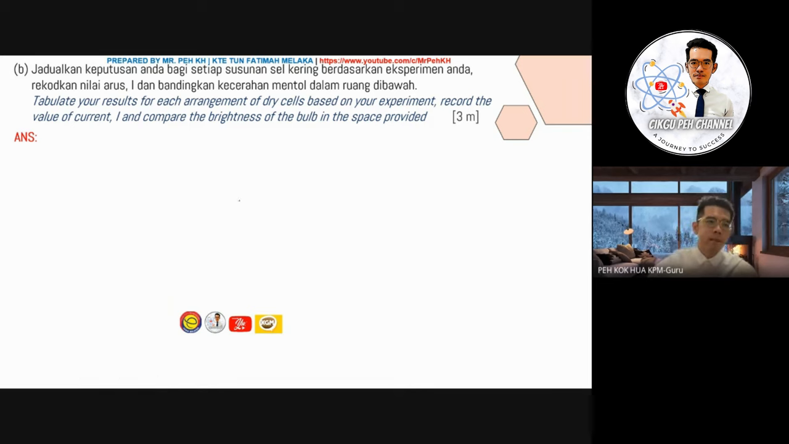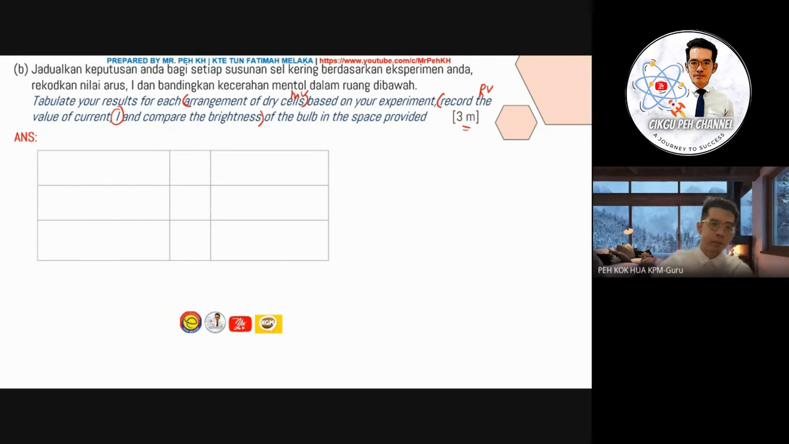Okay, so part B is a question regarding tabulation. Let's go through the question together. Tabulate your results for each arrangement of dry cells based on your experiment. Record the value of current, with the symbol I given by the question, and compare the brightness of the bulb in the space provided. 3 marks here. So the question is asking you to tabulate your MV, the arrangement of the dry cells, then record your I and compare the brightness, which refers to our RV. So here you have two responding variables to give in your table: the current value measured using the ammeter, and the comparison of the brightness of the bulb. So this will be like this.